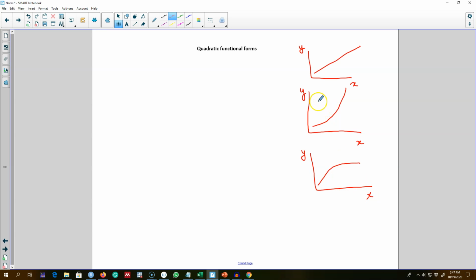And similarly, you can apply the same concept to show the relationship between x and y when y decreases at an increasing rate or decreases at a decreasing rate. So you can show these relationships. And we show these types of relationships using a quadratic function. And these types of functions are used frequently in econometrics.